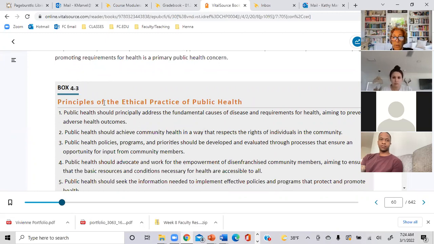Box 4.3 is important to know and understand, of how ethics plays its part in public health. So I would know those. Actually, you should. I mean, you don't need to memorize them, but I want you to review those, because this is the whole backbone of public health.